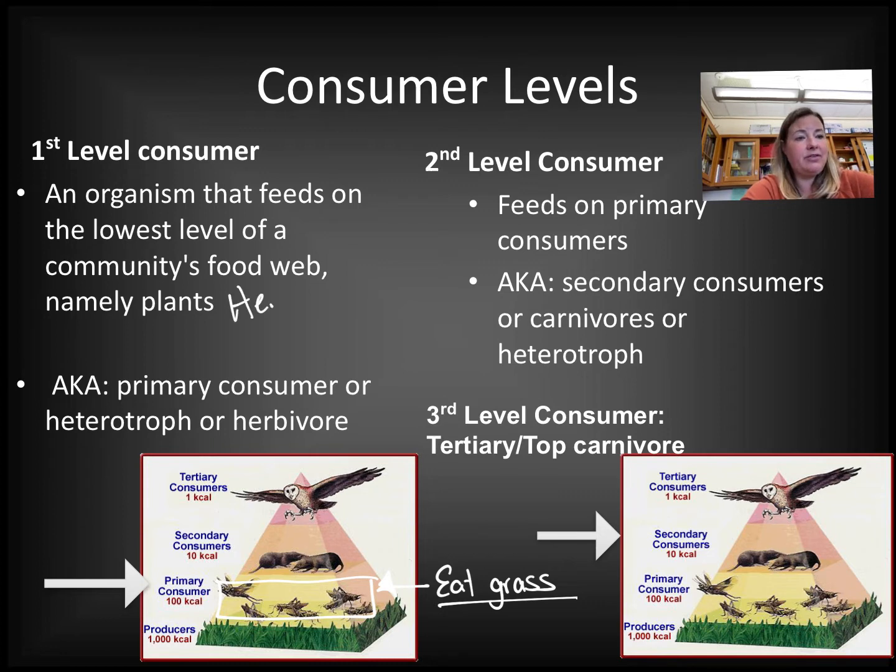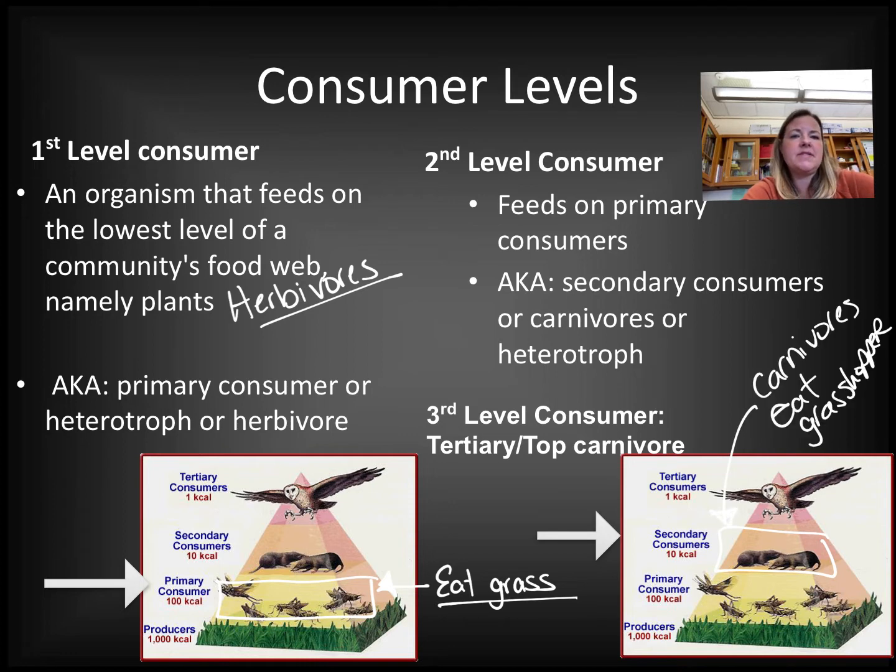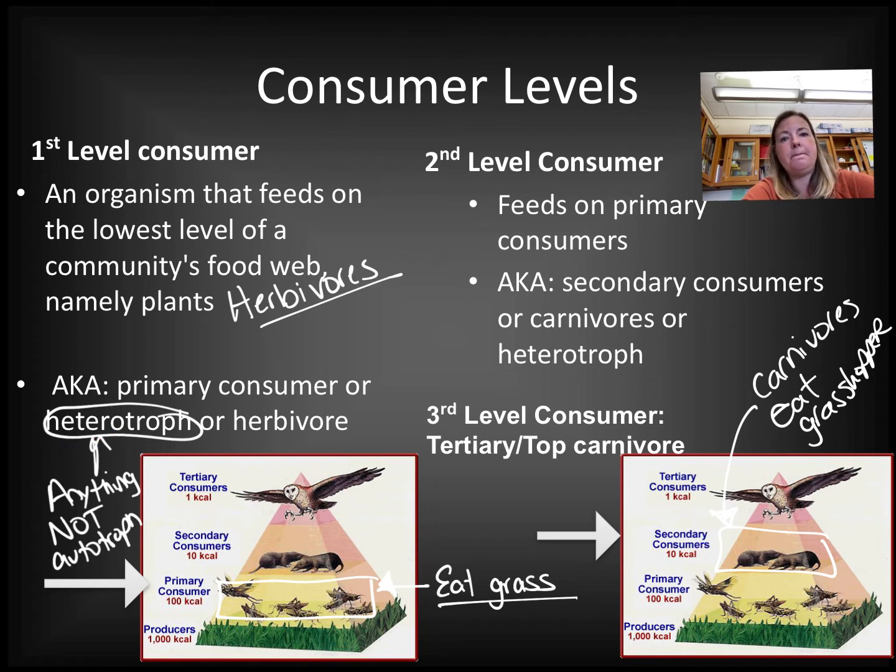At the next level up, we get our secondary consumers. Those are going to feed on the primary consumers. They're always going to be carnivores. They're also known as heterotrophs. Heterotrophs are simply organisms that eat other organisms. Producers, autotrophs, are always going to produce their own food. So carnivores that are at the secondary consumer level are going to feed on the primary consumers.